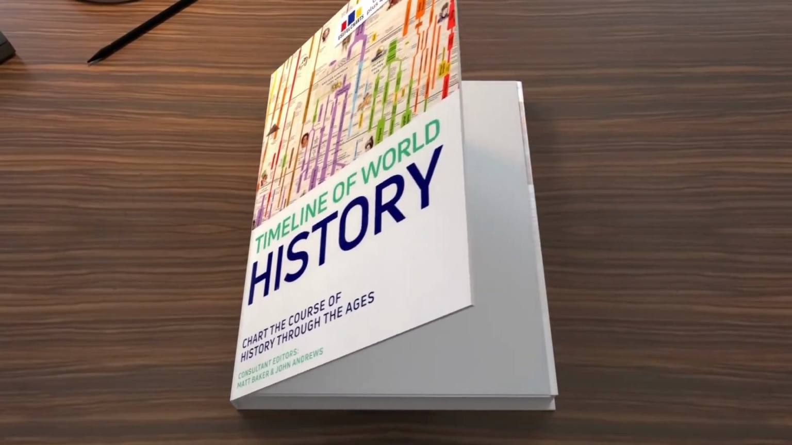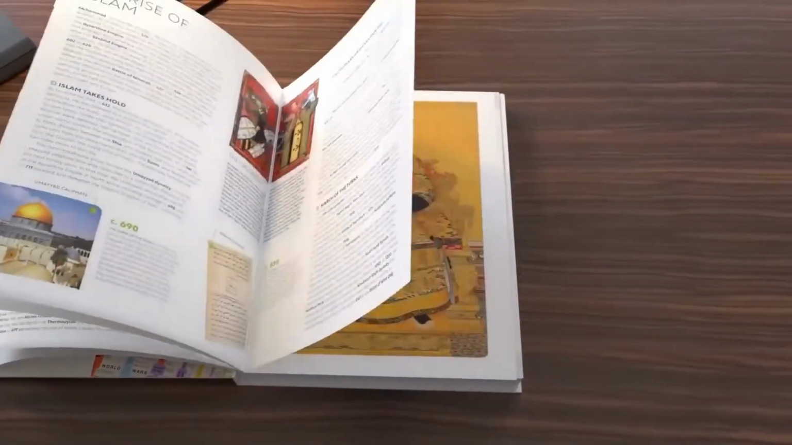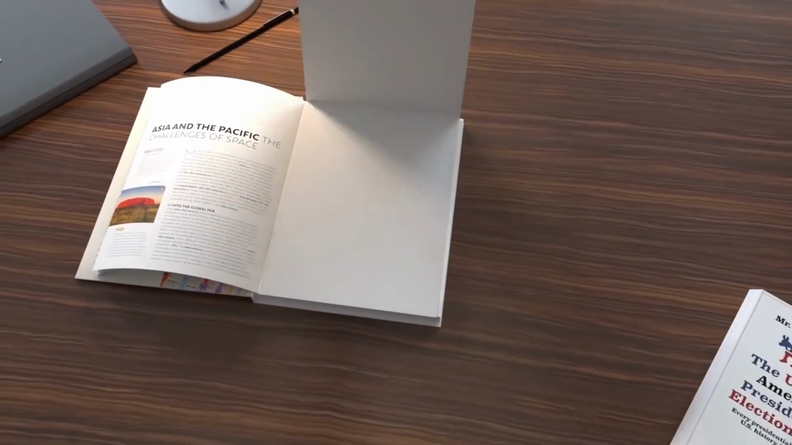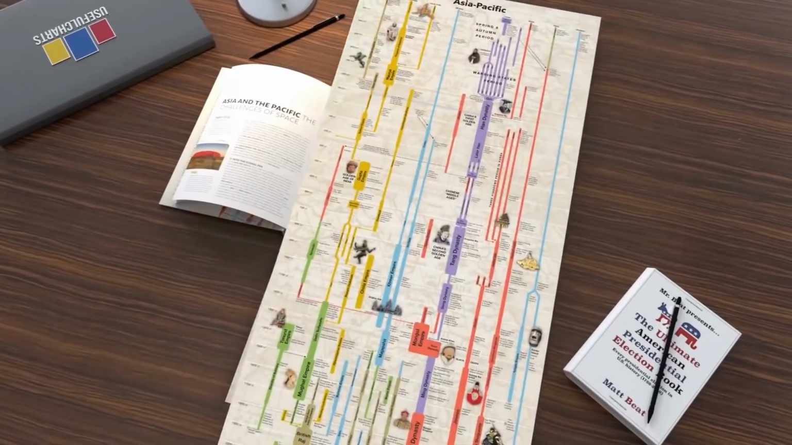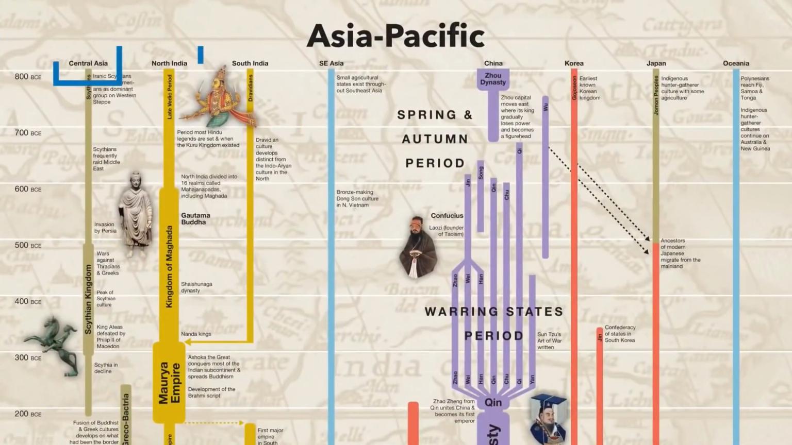When you open the book, you'll find that there are 4 sections with fold-out charts. Today, we're going to look at the fold-out chart for Asia Pacific. This chart covers Central Asia, North and South India, Southeast Asia, China, Korea, Japan, and Oceania. The westernmost parts of Asia are included on the Africa and Middle East chart, which we'll be covering in a separate video.